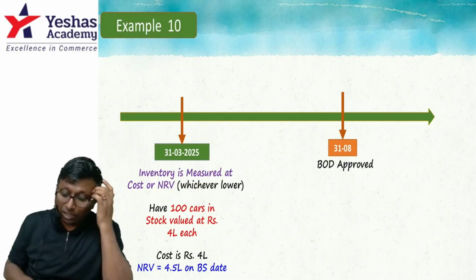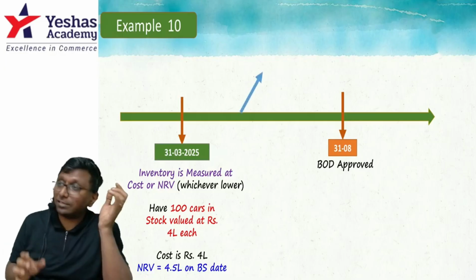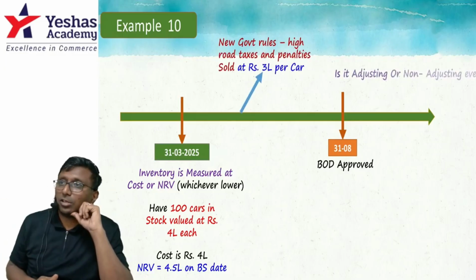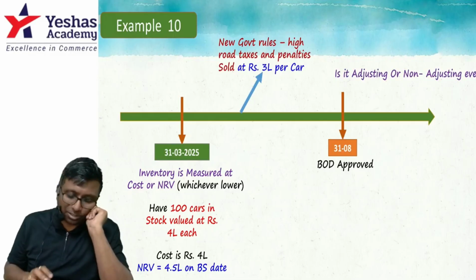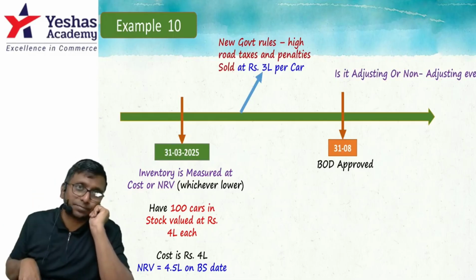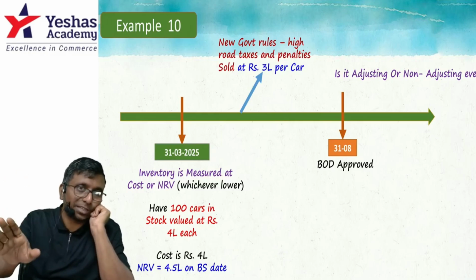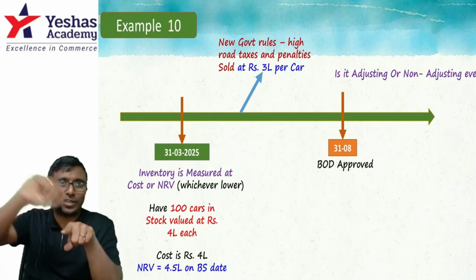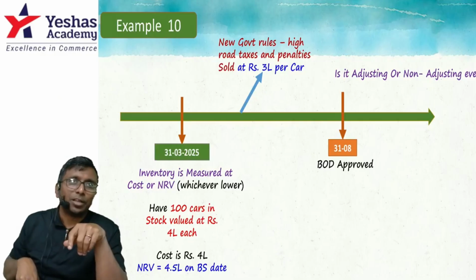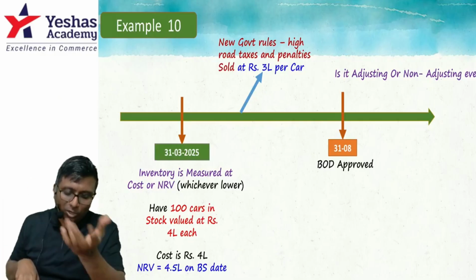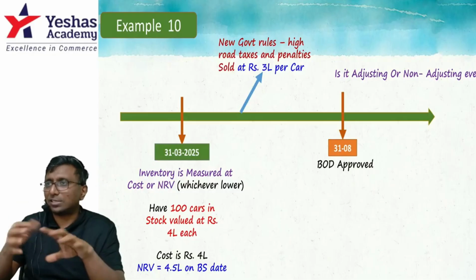Situation clear. Now what has happened? Subsequently, after 31st March, we got some information. What is that information? Government changes the rules. I'm repeating again, that marking is also very clear. When is it happening? Government changed rules. What rules? High road taxes or penalties, something like that.